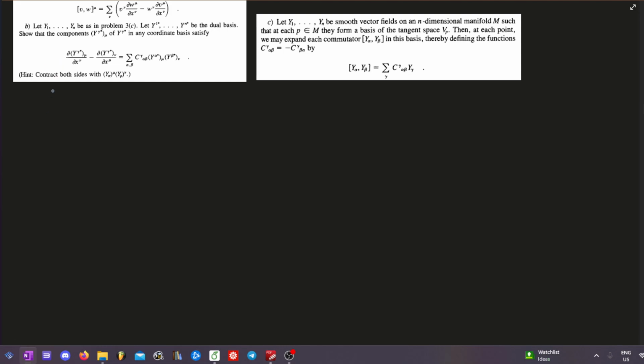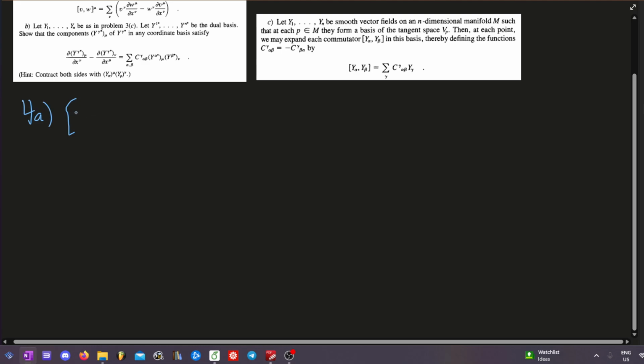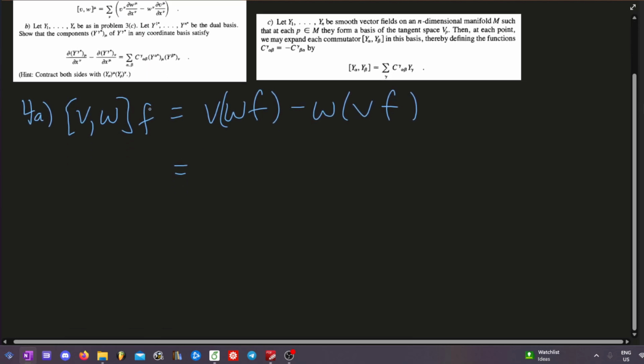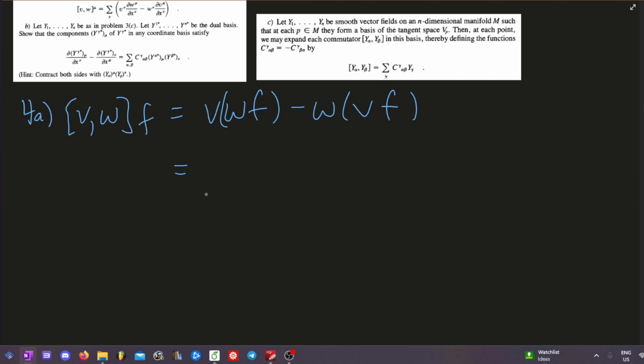To start, we can write the commutator of v and w acting on some scalar function f. This is just going to make it easier to expand this and make sense of things. So we have v and w acting on f, which is just v of w acting on f minus w of v acting on f. Since v and w are, let's remind ourselves, vector fields, we can expand them in terms of components and their basis, which are just the derivatives in this case.